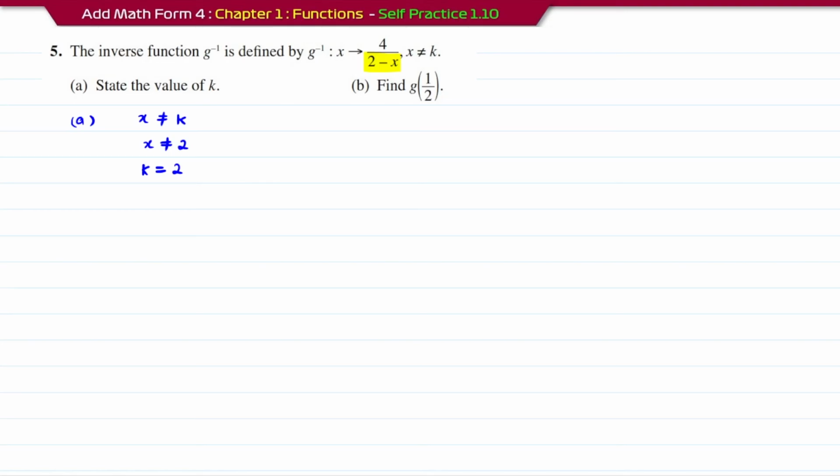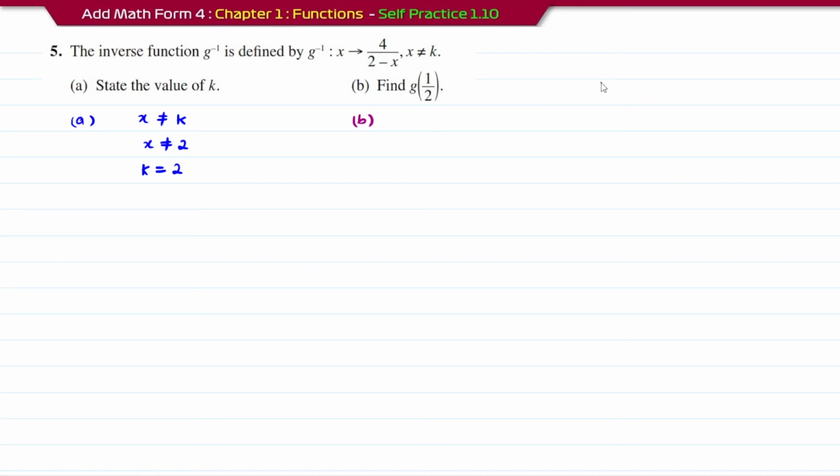So next, we're going to find question B. So find the g of 1 over 2. So in this case, the inverse of g has been given to you. Now, you can use the method in question 4 to change this inverse of g to g. Later on, you're going to input the 1 over 2 into the g to find the answer. Or you can also use another method.